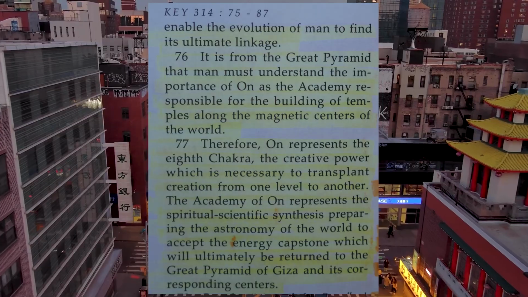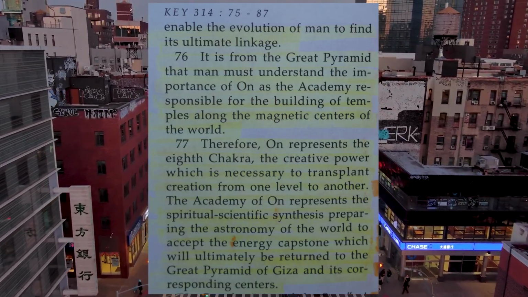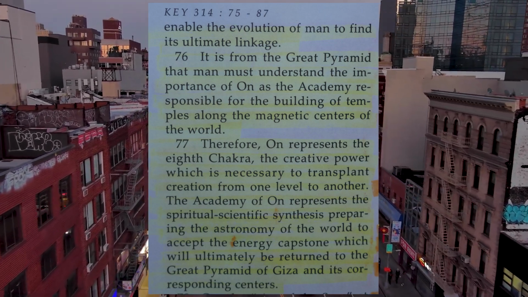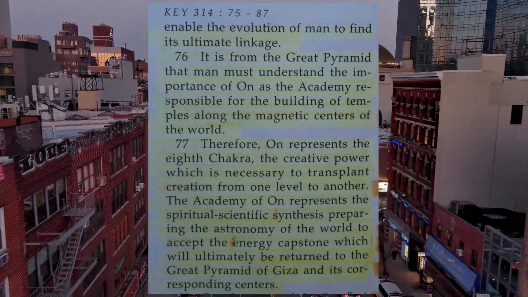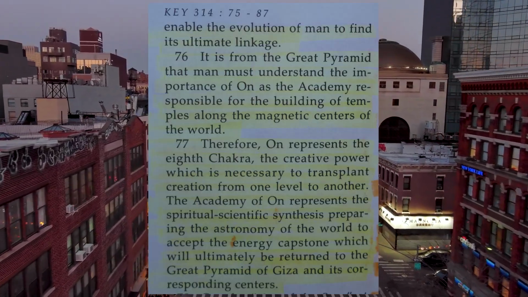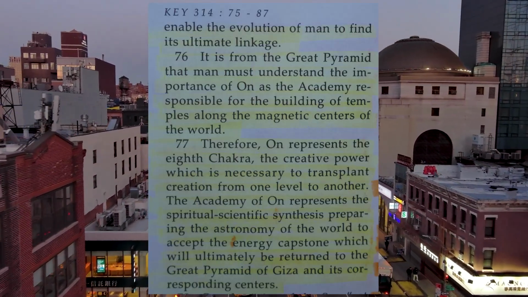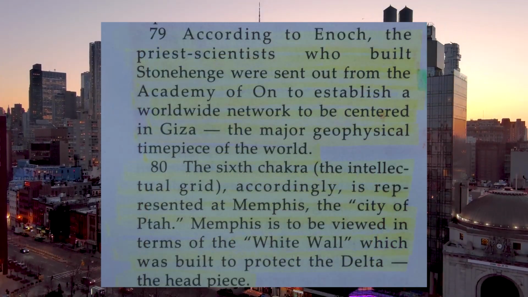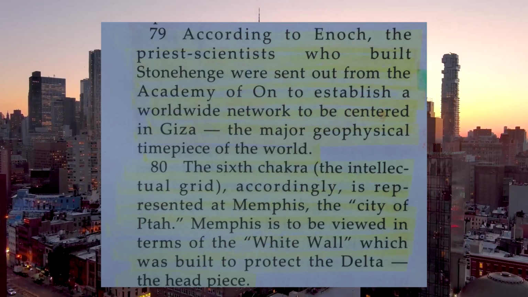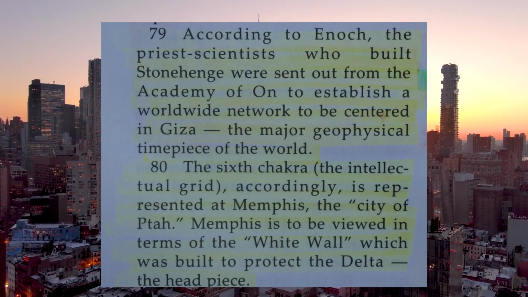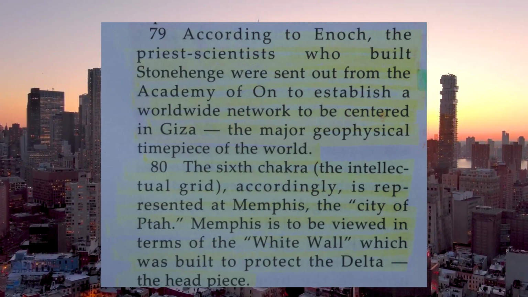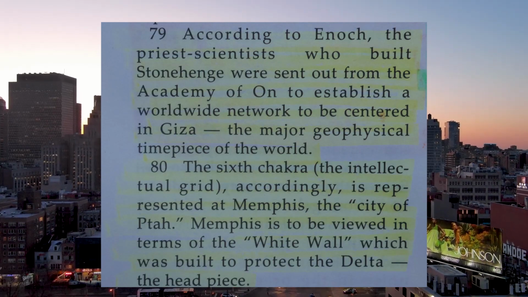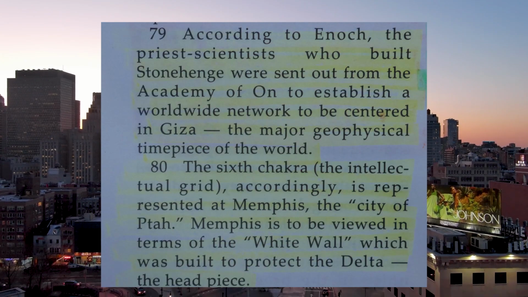The Academy of On represents the spiritual scientific synthesis, preparing the astronomy of the world to accept the energy capstone, which will ultimately be returned to the Great Pyramid of Giza and its corresponding centers. 179. According to Enoch, the pre-scientists who built Stonehenge were sent out from the Academy of On to establish a worldwide network to be centered in Giza, the major geophysical timepiece of the world.